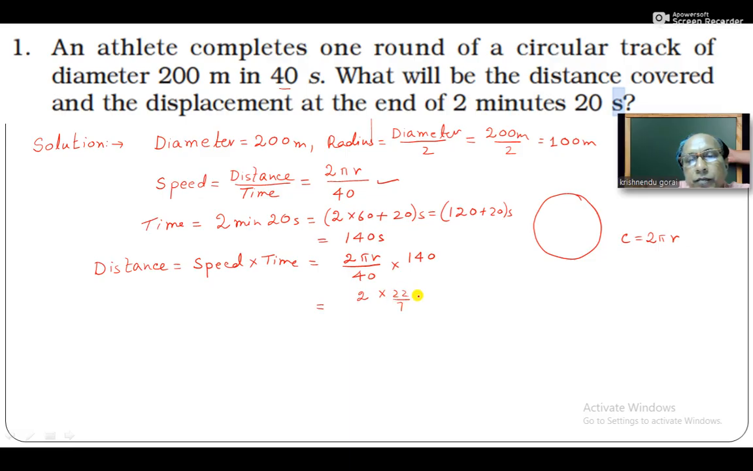and radius is 100 meter into 140 divided by 40. Or you can write it in this way, that 2 into 22 by 7 into 100 into 140 by 40. Let us find what is the value here, right.